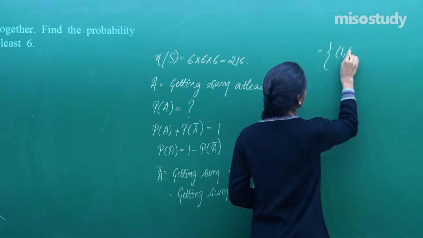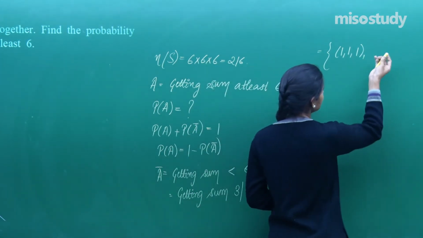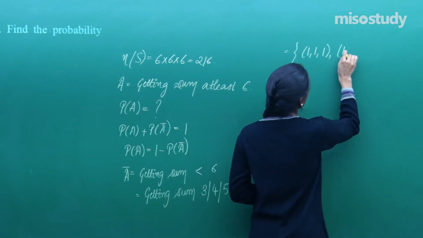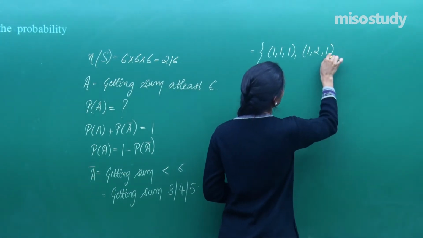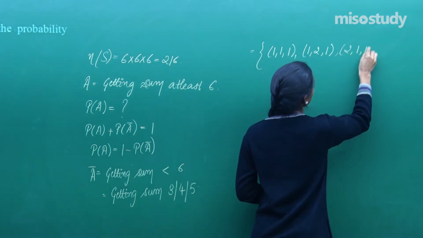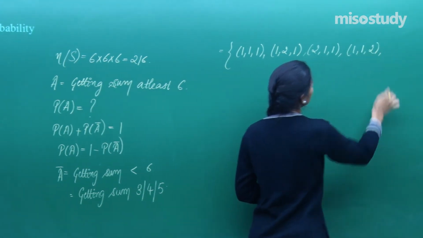1 on the first die, 1 on the second die, 1 on the third die is going to give you 3 as the sum. That's it. No other possible outcome can give you 3 as the sum. Then 1 on the first die, 2 on the second, 1 on the third will give me 4 as the sum. 2 on the first die, 1 on the second, 1 on the third will give me 4 as the sum.